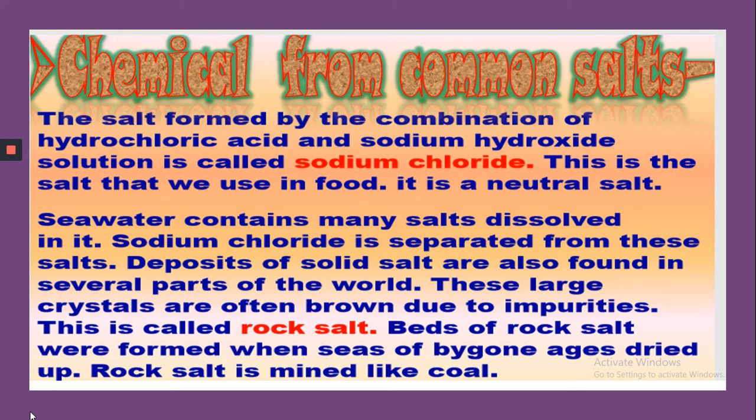Seawater contains many salts dissolved in it. Sodium chloride is separated from these salts. Deposits of solid salt are found in several parts of the world. These large crystals are often brown. Why? Because of impurities. This is called rock salt. Beds of rock salt were formed when seas of bygone ages dried up. Rock salt is mined like coal.